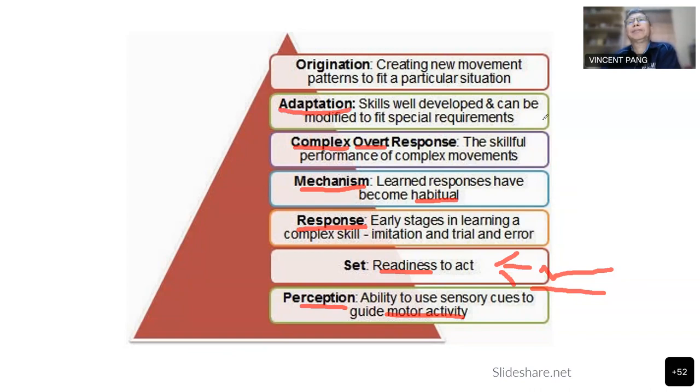Adaptation. Students are able to modify when the situation changes. Example, you teach them using your normal lab equipment in your lab. Suddenly the equipment doesn't work, so you borrow a set from another lab, which is different from your common equipment. If the students can still perform using the new equipment, this is adaptation. And the highest is origination. Origination is about creating new movement.